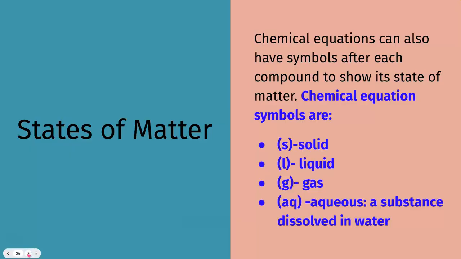States of matter are also shown as symbols in chemical equations. The chemical symbols are S for solid, L for liquid, G for gas, and AQ for aqueous, which is simply a substance dissolved in water.